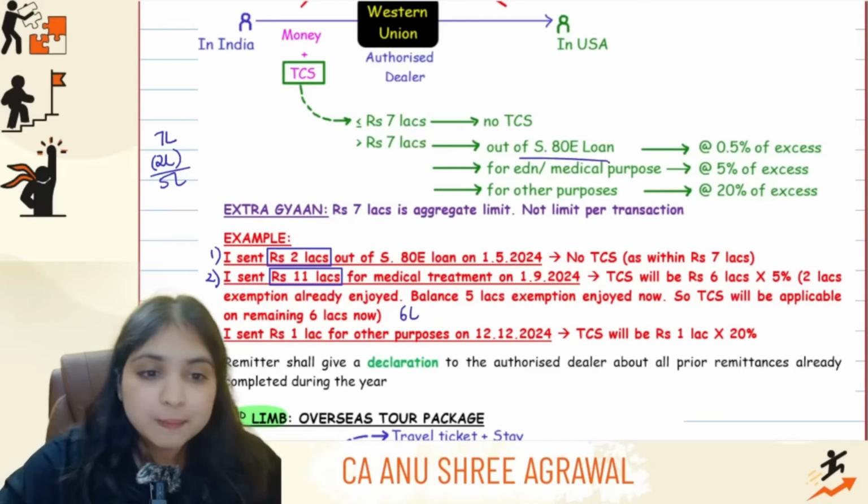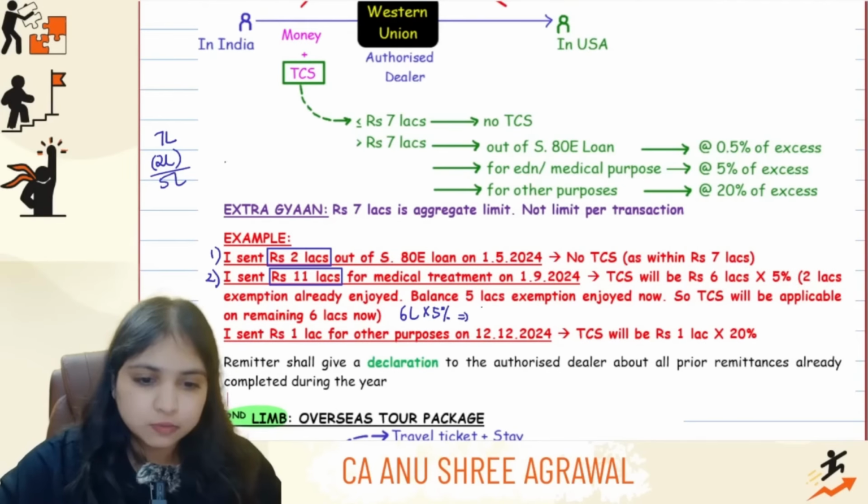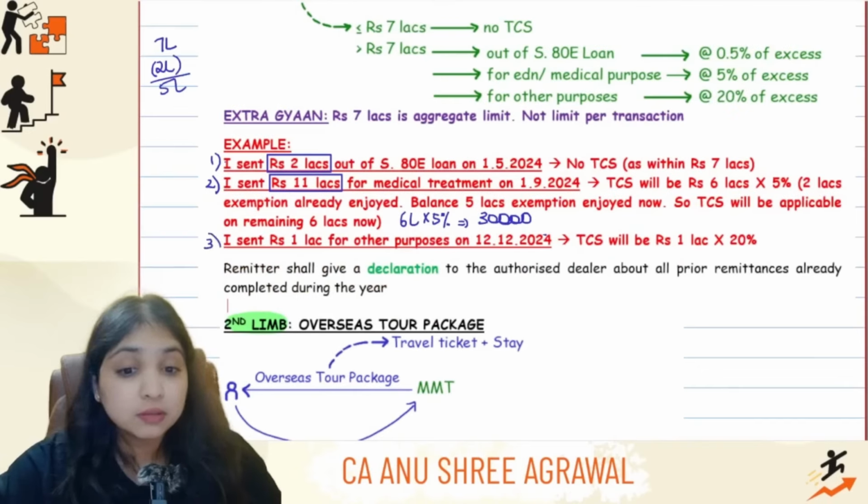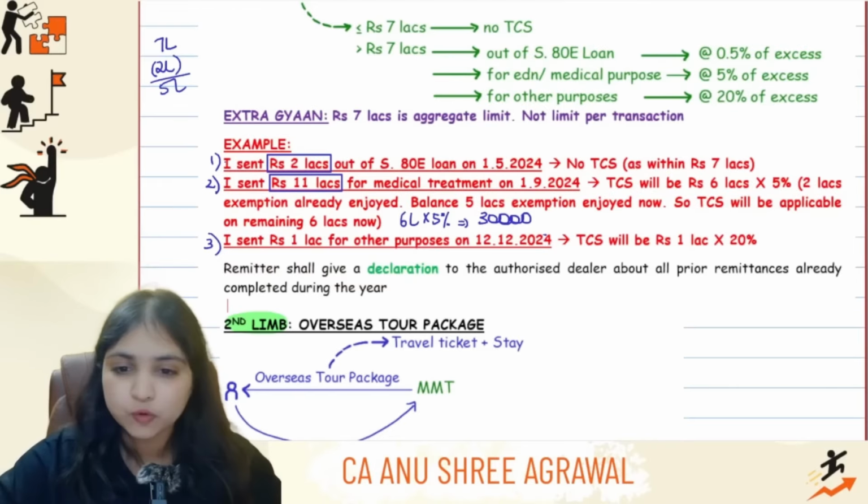So for education purpose or medical purpose, the TCS rate will be 5%. So 5% of 6 lakhs is going to be 30,000 rupees. This is what my TCS will be for the second transaction. Okay. Then after this, in the month of December, I made one more overseas remittance.